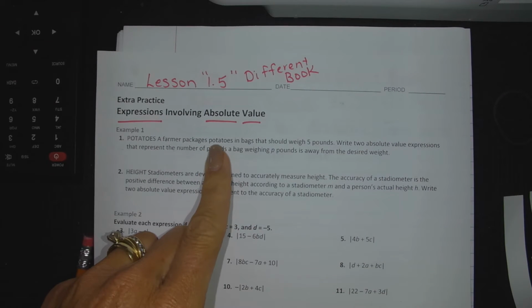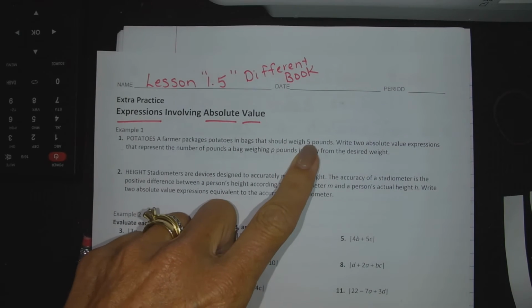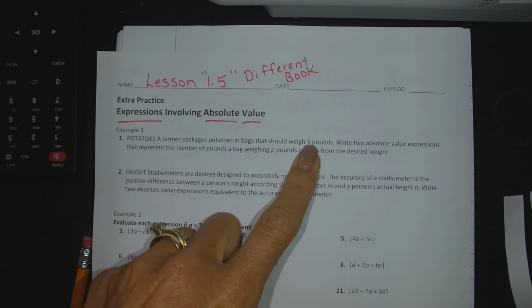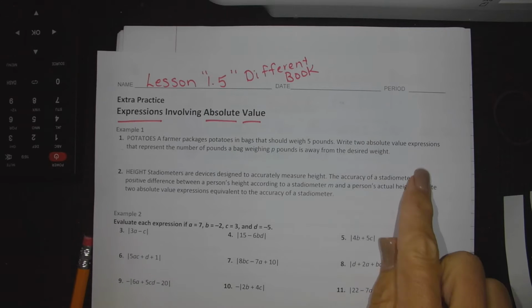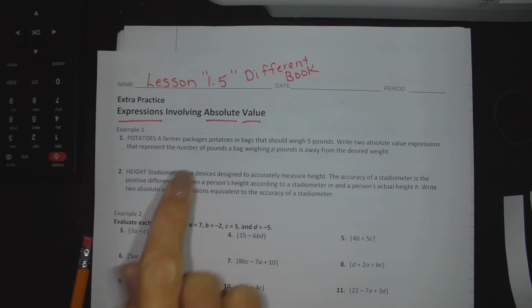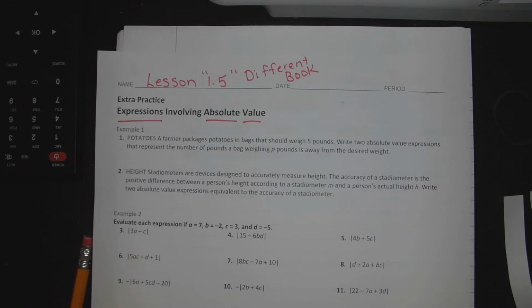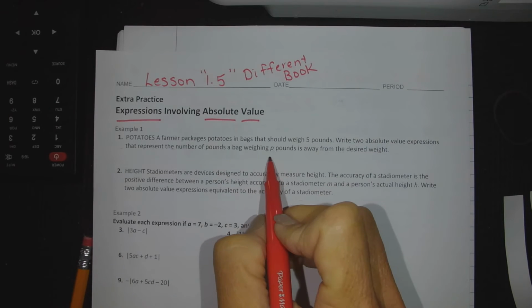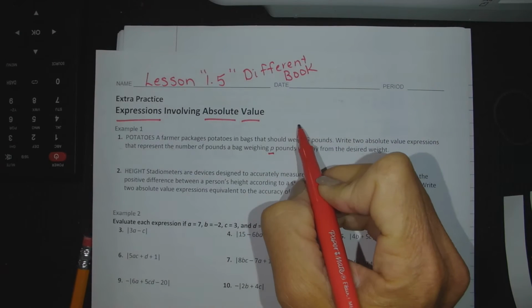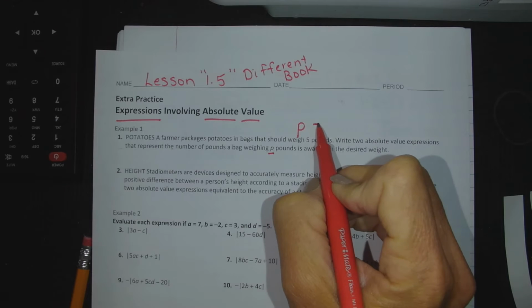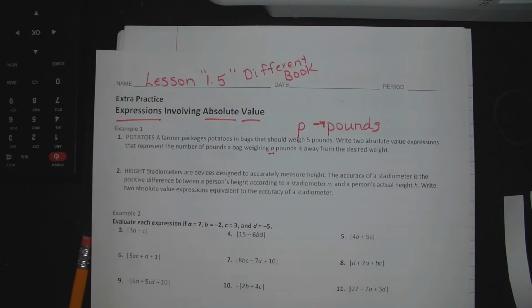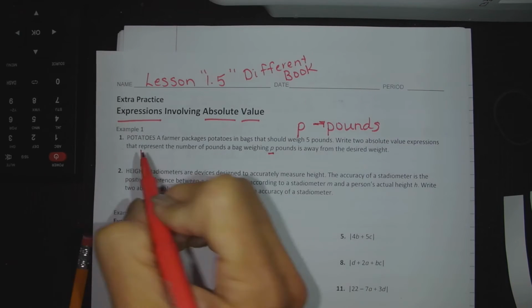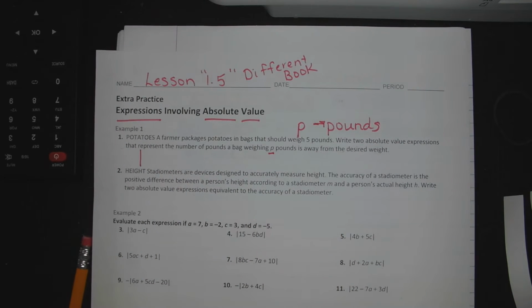Okay, so we have packaged potatoes that should weigh how much? 5. You're going to write two different absolute value expressions that represent the number of pounds a bag weighing P pounds. So we have P as pounds. This is so easy, you may miss it. All right, so we have absolute value of, what's the obvious one? Anybody got it? Don't be scared. Somebody besides Jason.